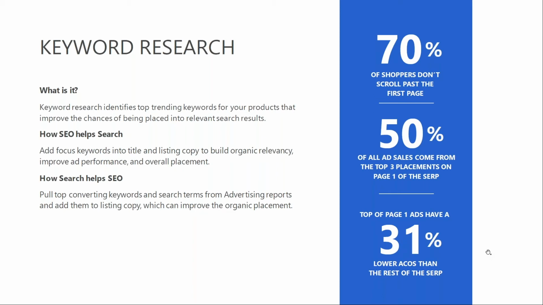So with that being said, how can SEO help search, Jen? Yeah, it's a common question. Obviously keyword research is one of those long, intensive processes that often gets neglected. But once you've done it and you have those keywords, SEO is able to incorporate these focus keywords into target areas of the listing copy that will help build organic relevancy. And once that is done, it can also improve existing ad campaigns using those same keywords to improve their performance, resulting in an overall improved placement.